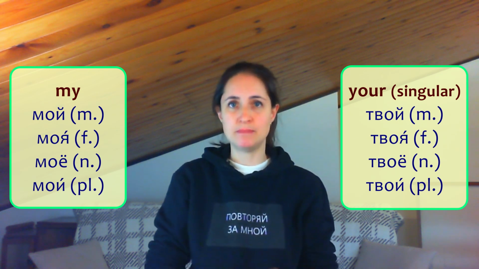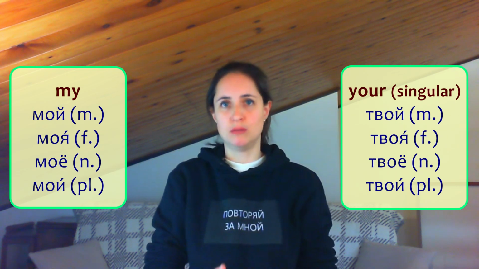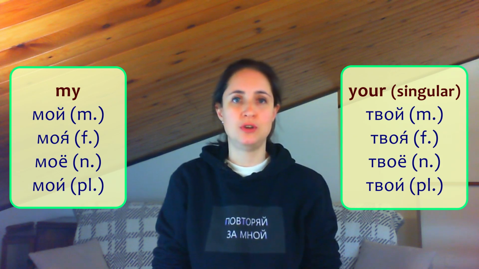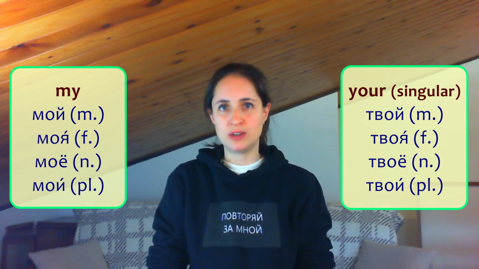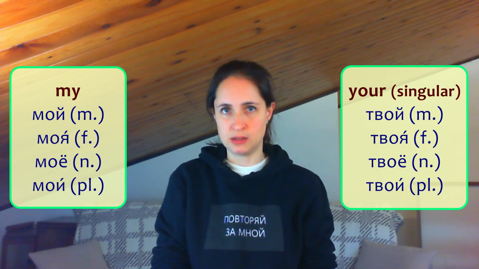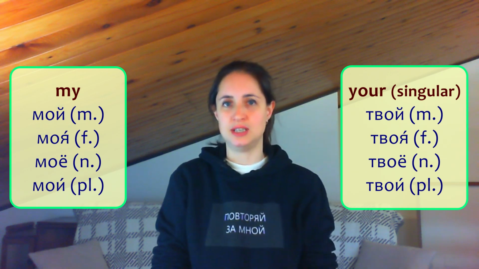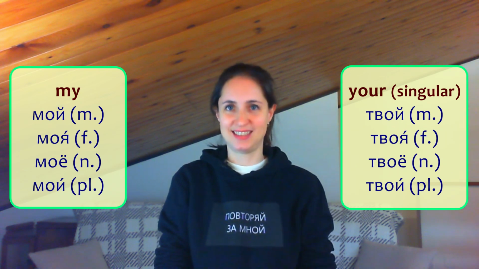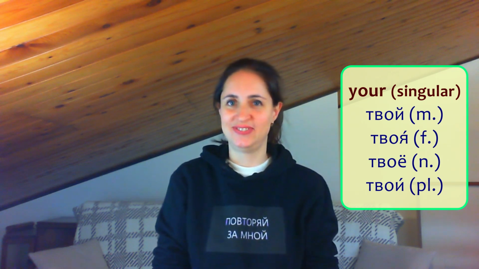They have the same endings in each form. The masculine form of my is мой, while the masculine form of your is твой, and so on. If you really want to make the best of this lesson, you can hit pause and pronounce these forms, paying attention to the similarities.